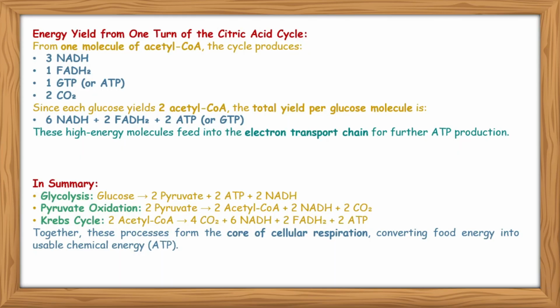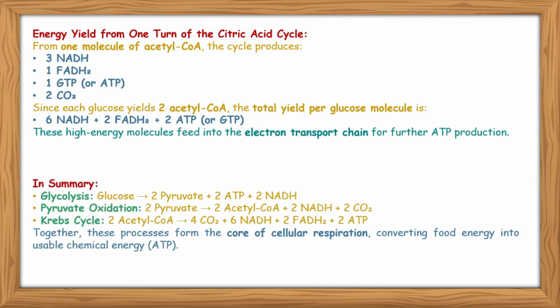Energy yield from one turn of the citric acid cycle: from one molecule of acetyl CoA, the cycle produces 3 NADH, 1 FADH₂, 1 GTP and 2 CO2. Since each glucose molecule produces 2 acetyl CoA, the total yield per glucose molecule is 6 NADH, 2 FADH₂, 2 ATP. These high energy molecules feed into the electron transport chain for further ATP production.